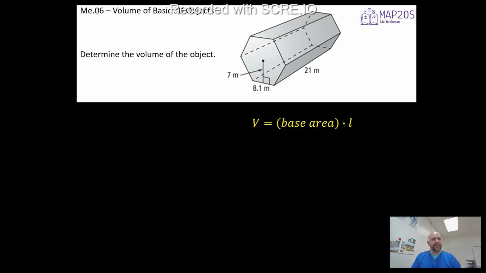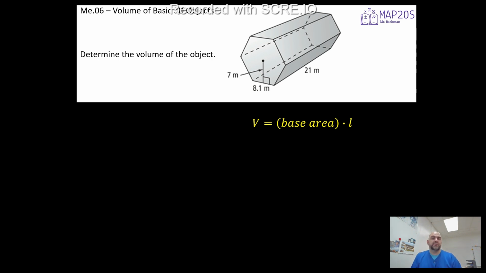It doesn't matter what kind of prism we have. It doesn't matter if it is a circle, square, triangle, polygon. It does not matter. We could actually find a prism that is completely abstract if we know the base area and the length. So our volume formula is base area times length.